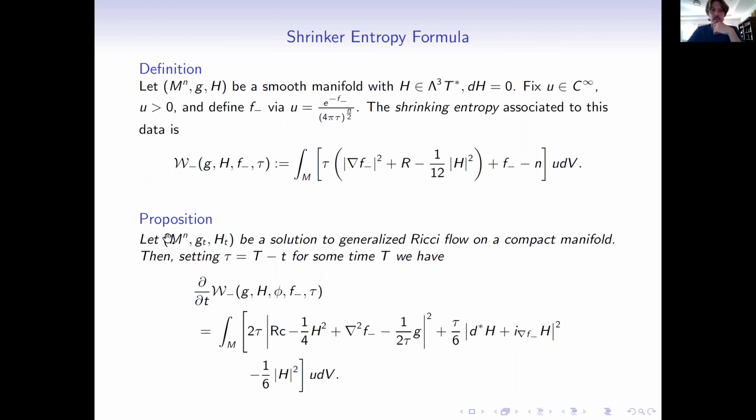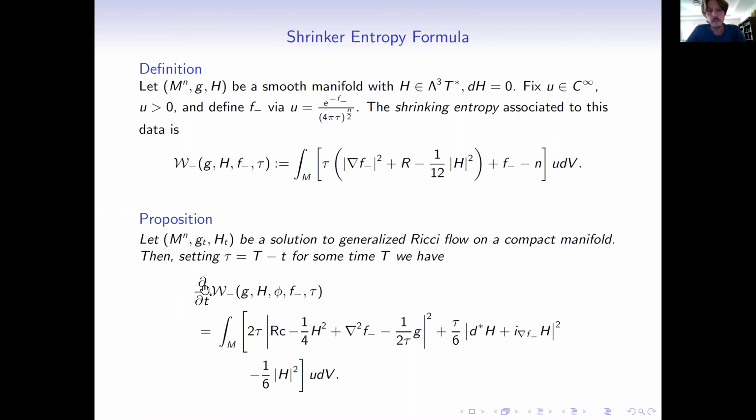But in any case, what the proposition says is now I take a solution of generalized Ricci flow on a compact manifold, and then I interpret tau as capital T minus t. So now capital T is maybe the singular time, and tau is basically how many seconds are left before the singularity. Then you get the following not quite monotonicity formula.